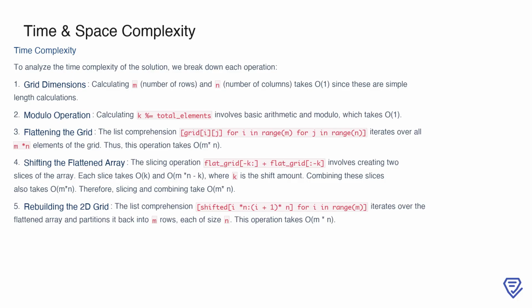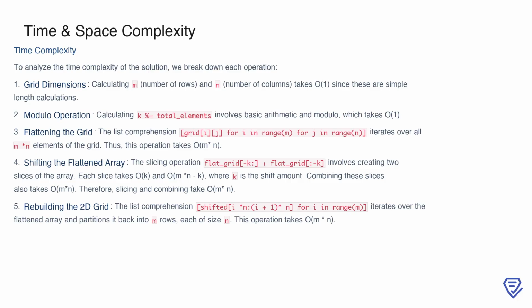arithmetic operation. Following that, we flatten the 2D grid into a 1D list using a list comprehension. This involves iterating over all m*n elements, which means the operation takes O(m*n) time. After flattening, we perform the shift on the 1D list. The slicing operation involves creating two slices of the array, which together take O(m*n) time, as we combine all elements of the grid in this step.